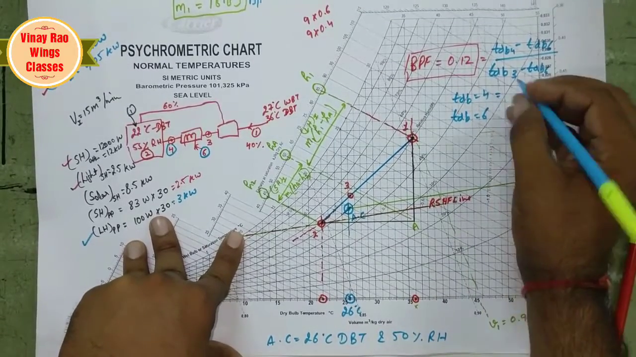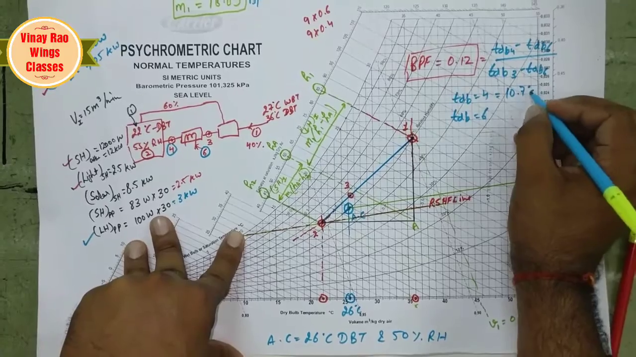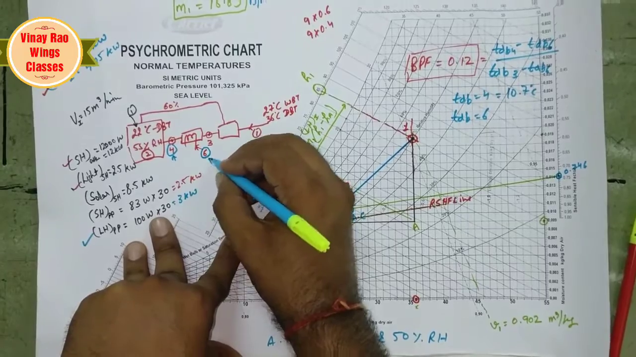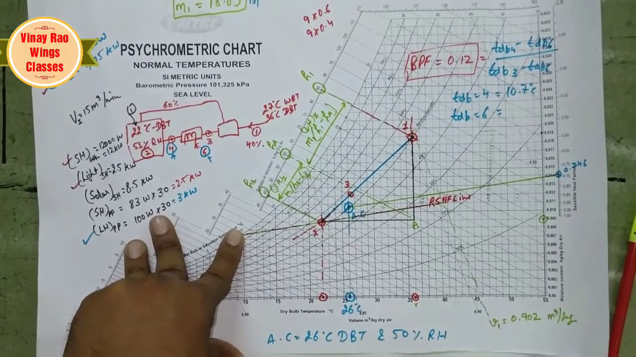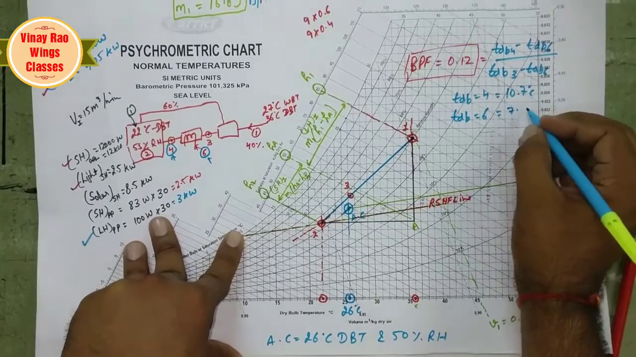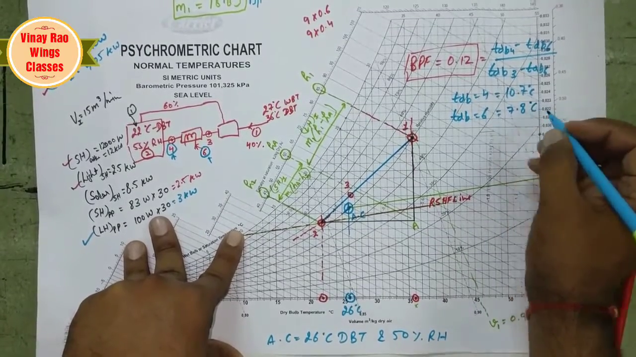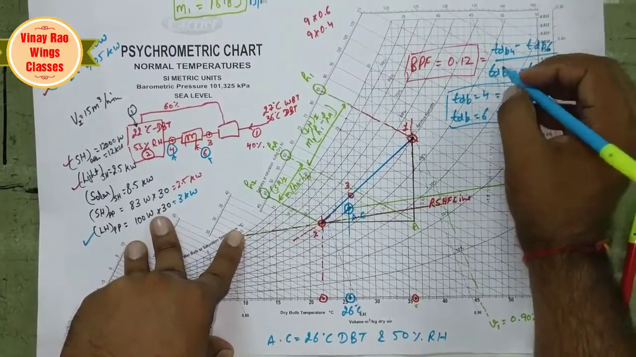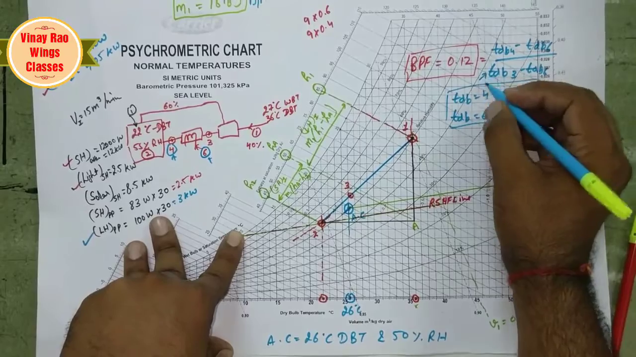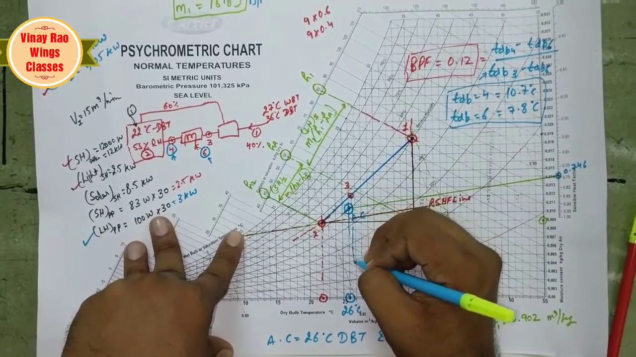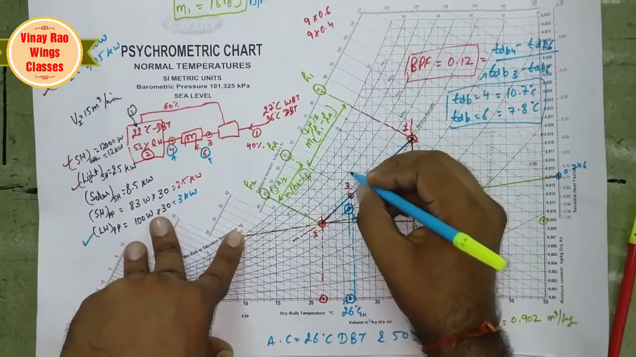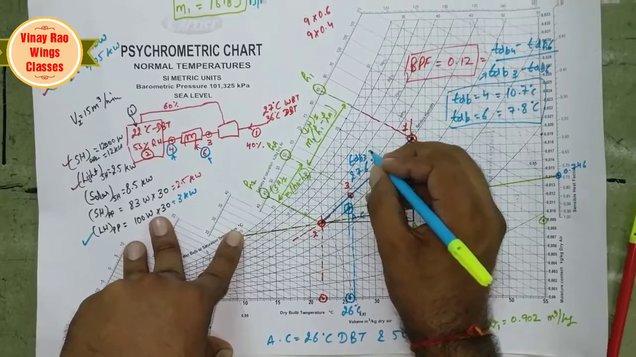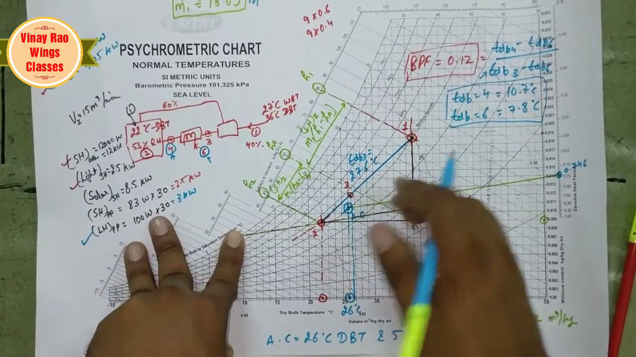We got approximately 10.7 degrees Celsius, the dry bulb temperature at point number 4. And we got the cooling coil apparatus dew point temperature, 7.8 degrees Celsius. We got this result through the hit and trial method. The temperature at point number 3 is 27.6 degrees Celsius, TdB3.